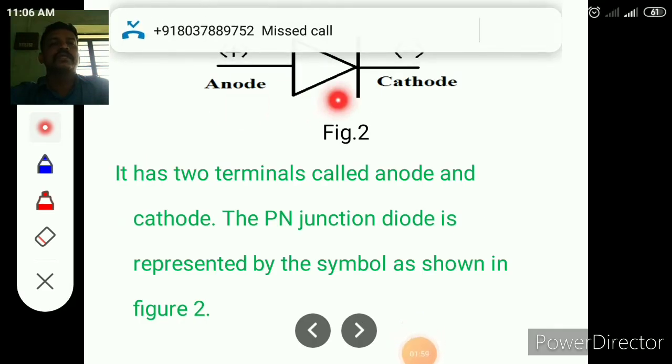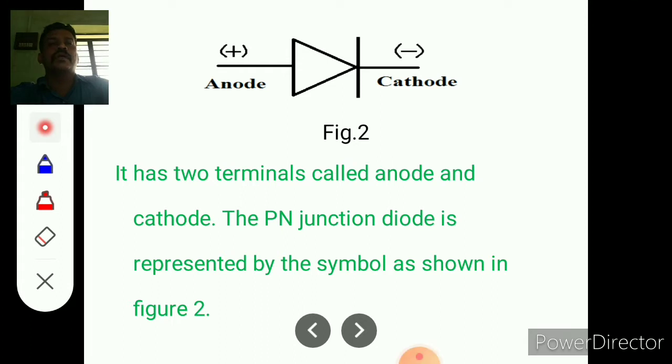So this is the symbol of PN junction diode. Here it is anode, here it is cathode. Here it is positive terminal, here it is negative terminal, anode and cathode. And this is the simple arrowhead, and on that arrowhead one vertical line is there. That side is cathode or negative terminal, and another side is anode.